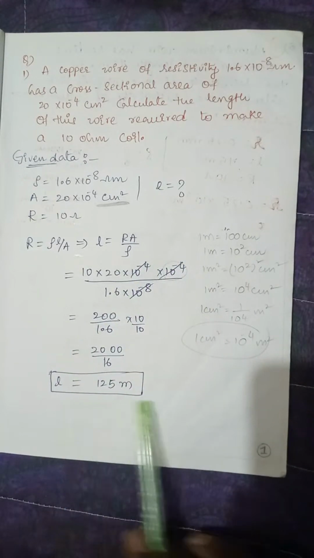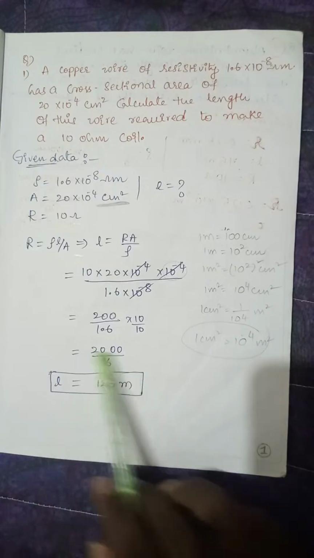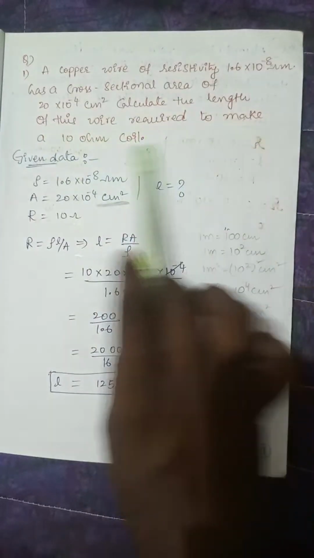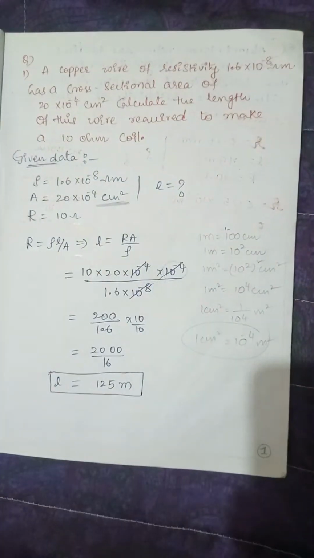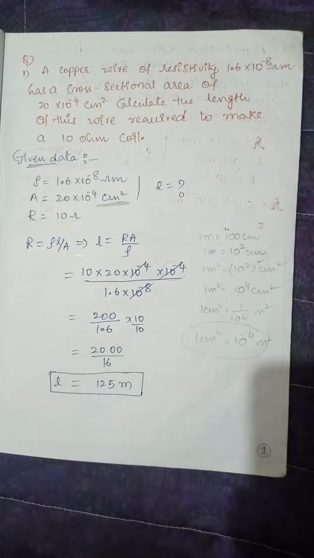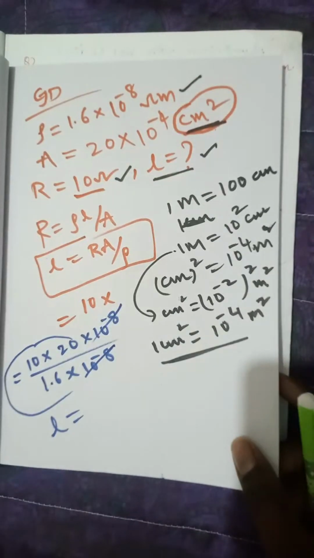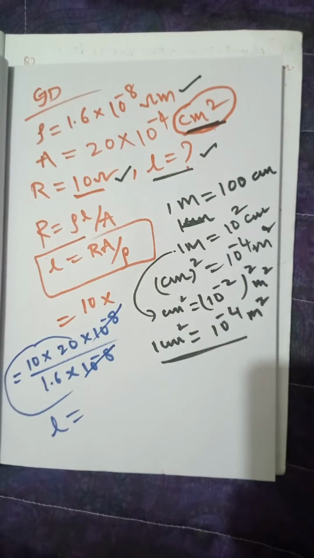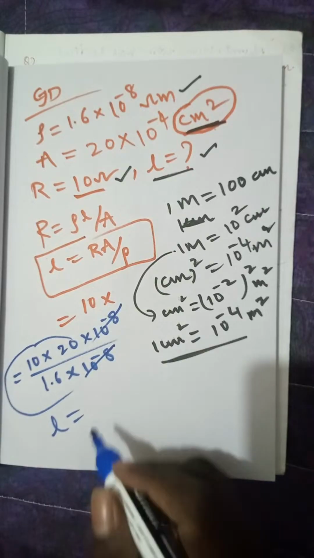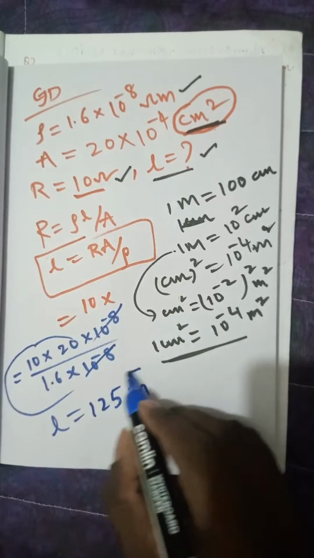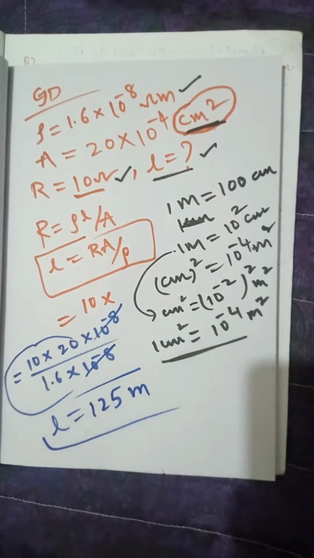So answer is 125 meter. As I said here, calculate the length of the wire required to make a 10 ohm coil. So answer is how much? 125. Yes or no? See, very, very simple. However we did the calculation, same like that, you can follow. So 125 meter, this is the answer. Understood or not? Very nice.